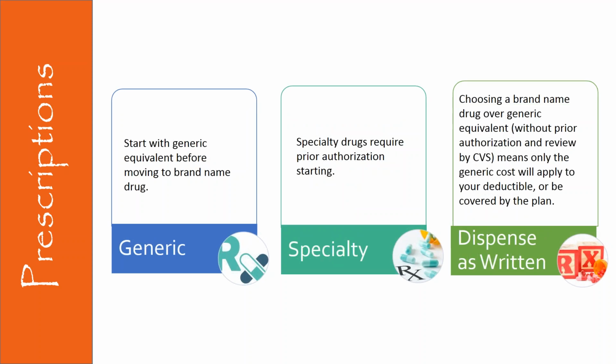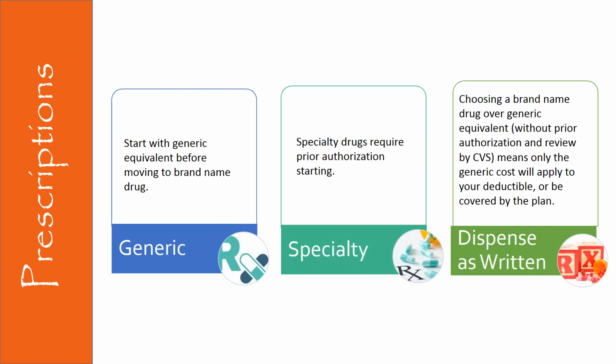It is mandatory that you start with a generic prescription drug before moving on to a brand name. If you choose to forego the prior authorization for a specialty drug, you will pay a penalty. It's going to be the cost between the generic and the brand name you're going to have to pay, and this will not go towards your deductible. So what this means is that if you or your doctor say, nope, they want the brand name drug, we're not doing anything, haven't even tried the generic, or you don't want to go through the prior authorization process with CVS Caremark, there is a cost.